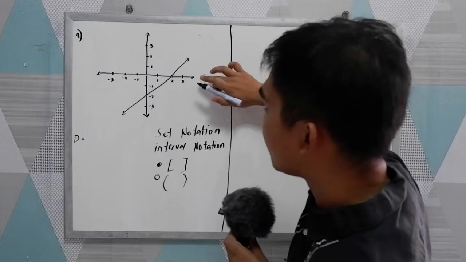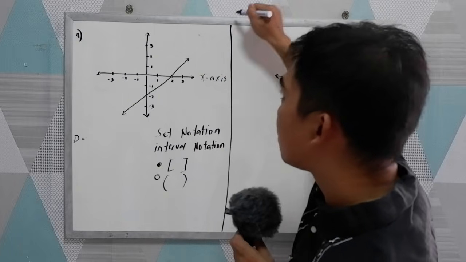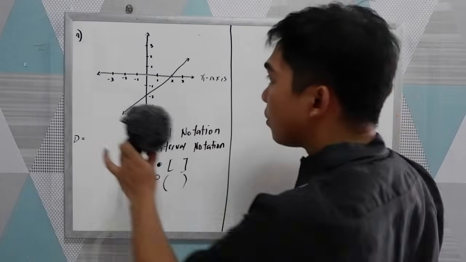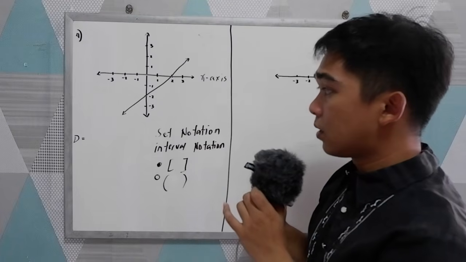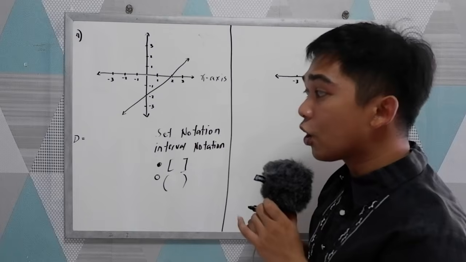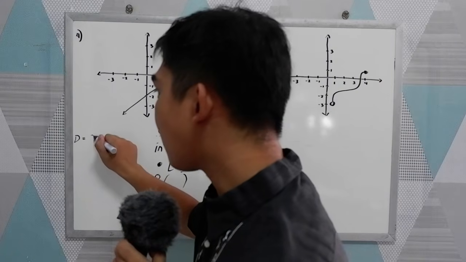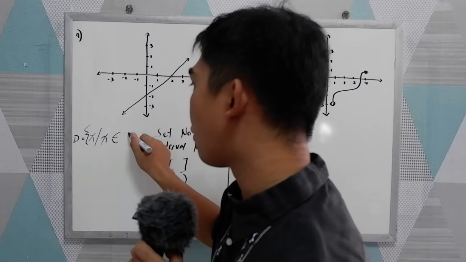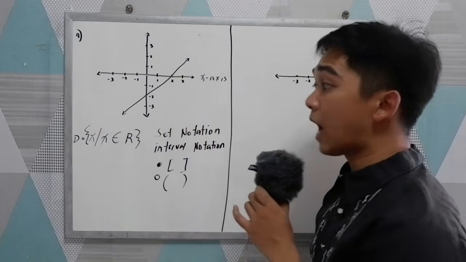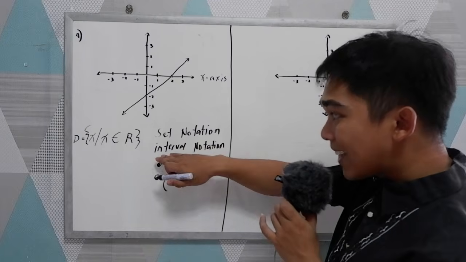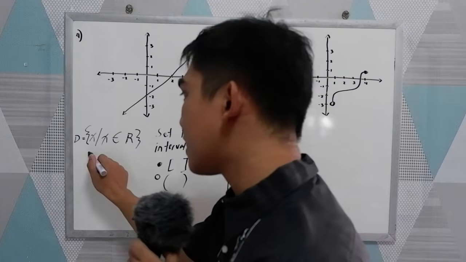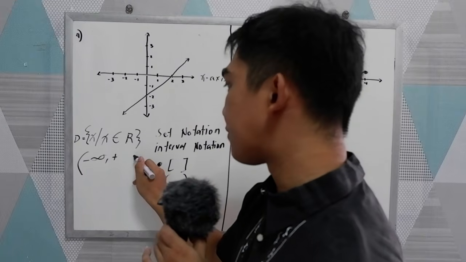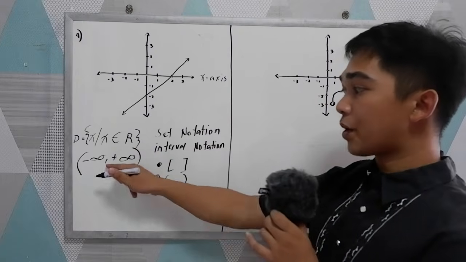Notice that our graph here can be extended through infinity. That means in our x-axis, so all numbers are possible. So for the domain, that is x, such that x is an element of real numbers. That would be our domain. Or in interval notation, that can be negative infinity to positive infinity. This is our interval notation.